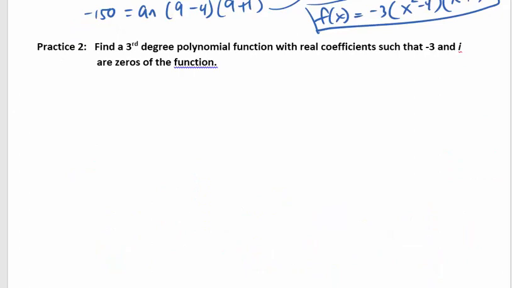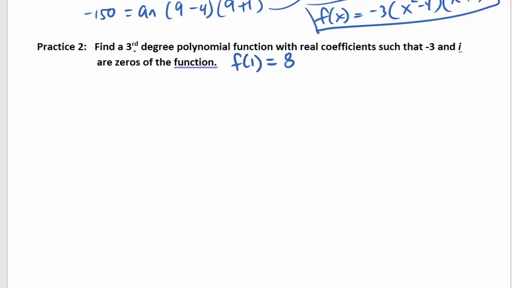Okay, let's go ahead and practice this idea. Pause your video player now, and we're finding a 3rd degree polynomial function with real coefficients such that negative 3 and i are zeros of the function. And just like that last question, I'm going to have to add a little bit of information here: that f evaluated at 1 is going to give us 8. All right, let's go ahead and take a look.